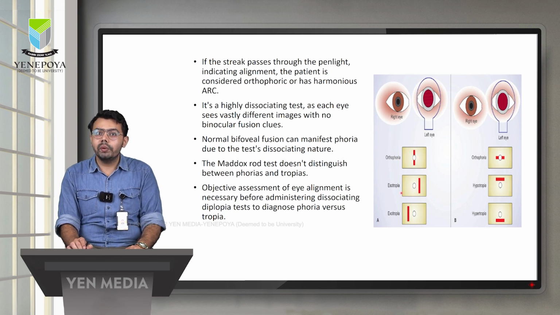If esotropia is there, the right eye will have a torchlight image, and the left eye will have a vertical image of the Maddox rod to the left side. So there will be an uncrossed diplopia. But if the patient is having exotropia, the right eye will see the torch, which will be interpreted on the left side, and the left eye, which has the Maddox rod, will have a linear streak of light on the right side. Same in the case of hypertropia, the linear streak of light will be superior to the deviated eye, and in hypotropia, it will be inferior to the deviated eye.